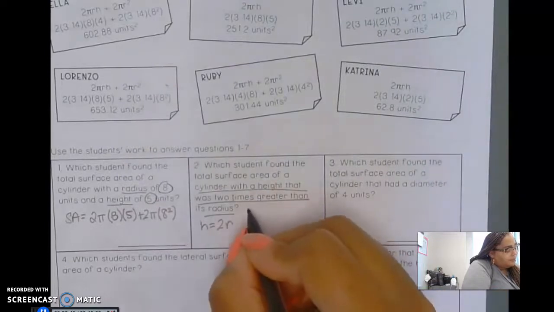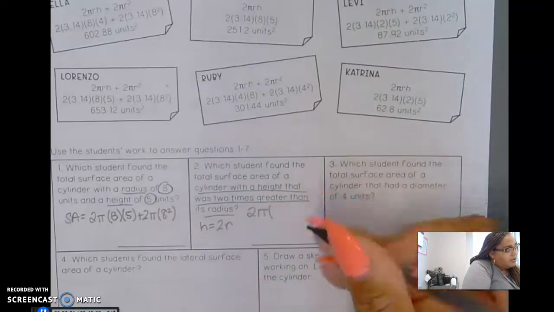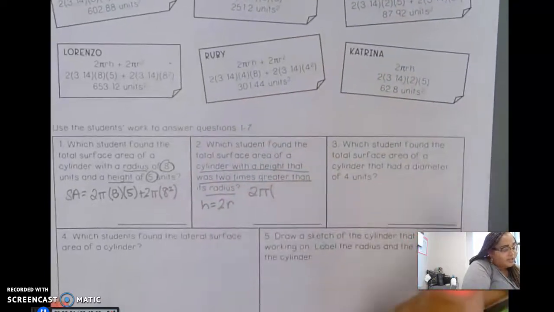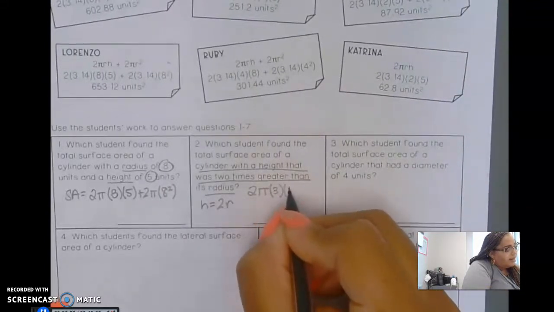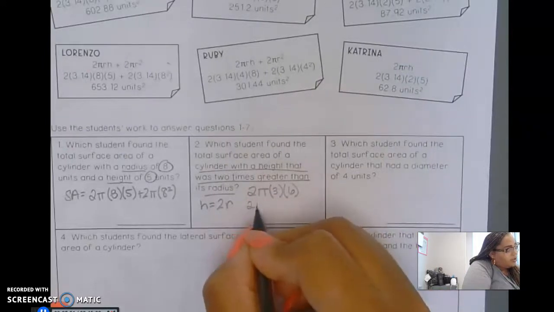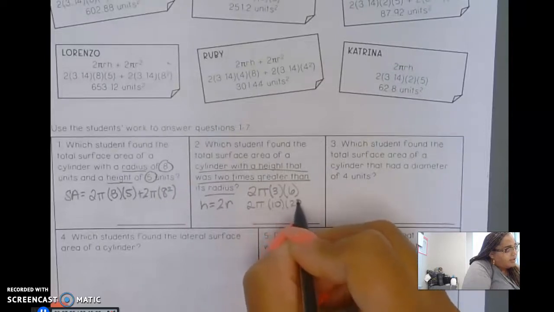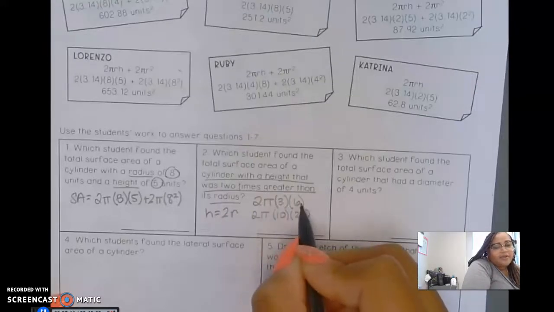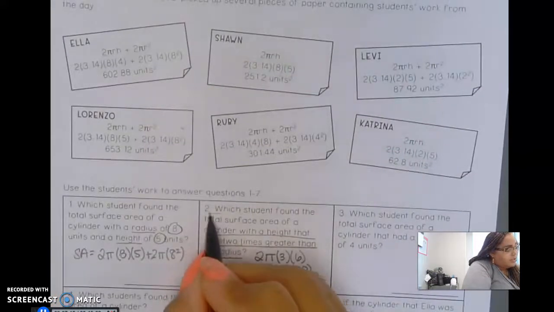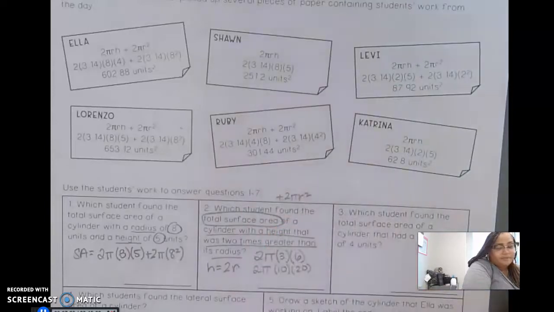So for example, it could be 2 pi, this is an example, by the way, this is not the answer, where my radius is 3 and my height is 6. Or it could be 2 pi, my radius is 10 and my height is 20. Okay, so it's got to look like that. The radius is half of the height. So find a student who did the total surface area, by the way. So you have to have the plus 2 pi r squared here.